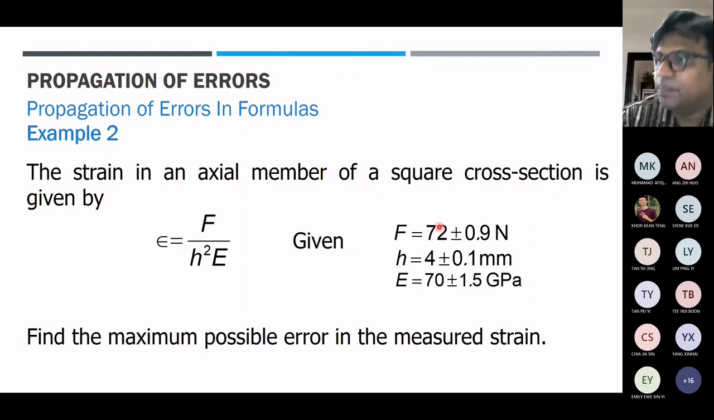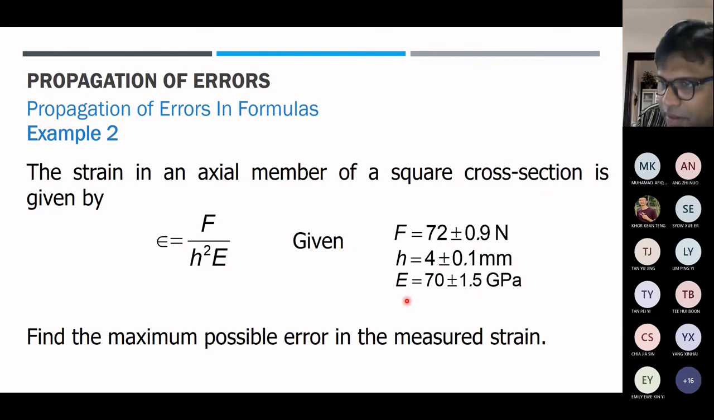Okay, so now what you need to do, first you need to convert the elements of the given function. Every one of the elements in this formula, you have to convert into the standard forms. For example, the standard form of H will usually be in meters, not millimeters, and energy will usually be in Pascals. So you need to convert those figures first.